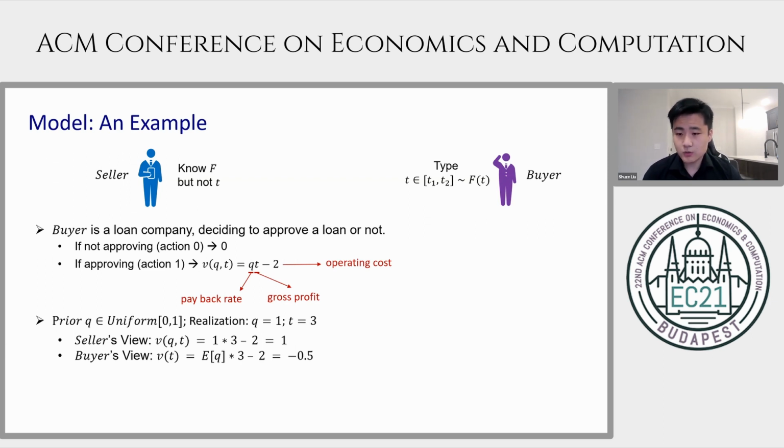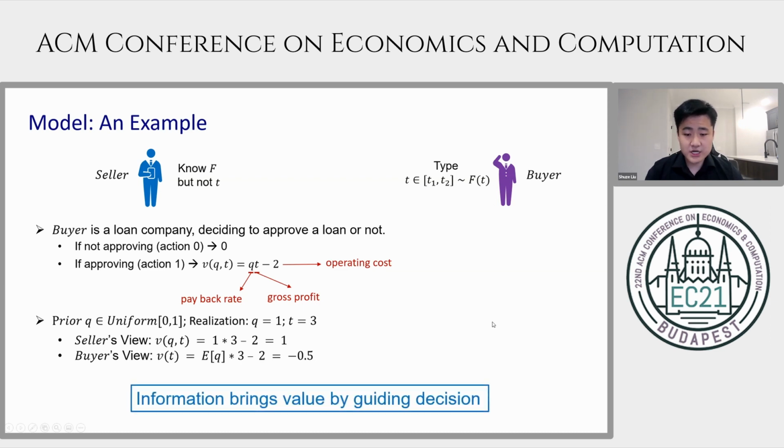In the example below, Q is drawn from a uniform distribution from 0 to 1, and the realization of Q is 1 and T is 3. So from the seller's view, V(Q,T) equals 1 times 3 minus 2, which is positive 1. However, from the buyer's view, since the buyer only knows the distribution of Q, the buyer will compute the expected utility based on expected Q, and get a result of negative 0.5. So in this case, the buyer will reject the loan and miss a chance to make a better profit. So we can say information brings value by leading to the right decision.